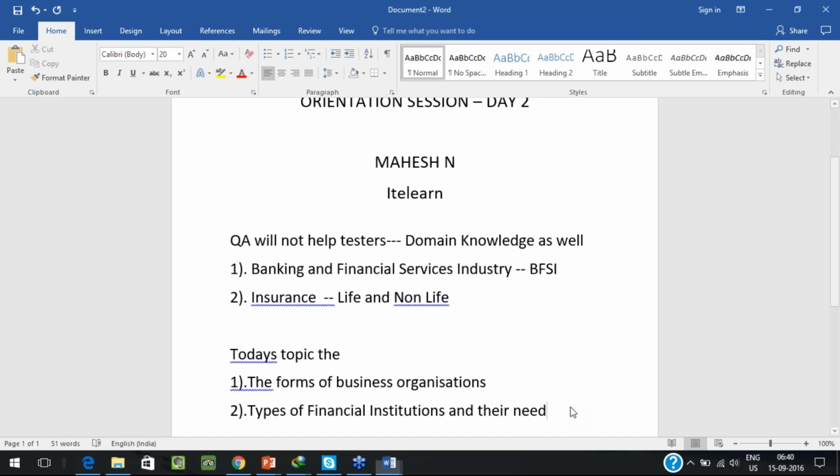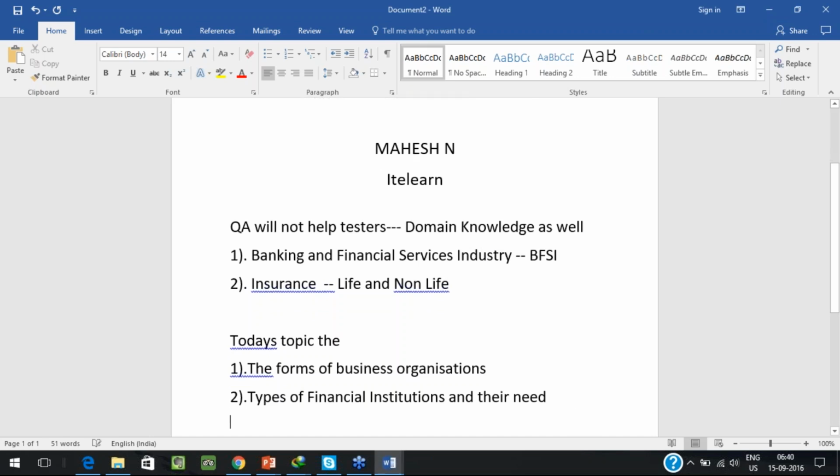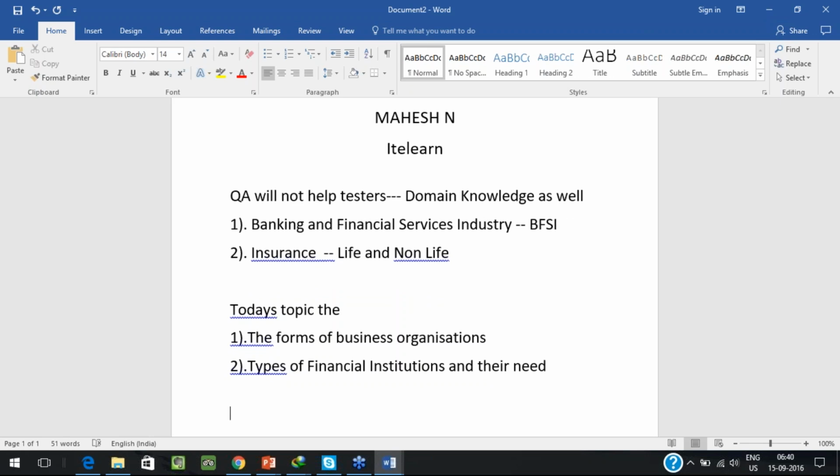So coming back, we'll start with the forms of business organization. A person decided to set up a business in a free country like the US or any other country, or even in India. You can start your business just like that. But think of the complications or risks that come into the picture.